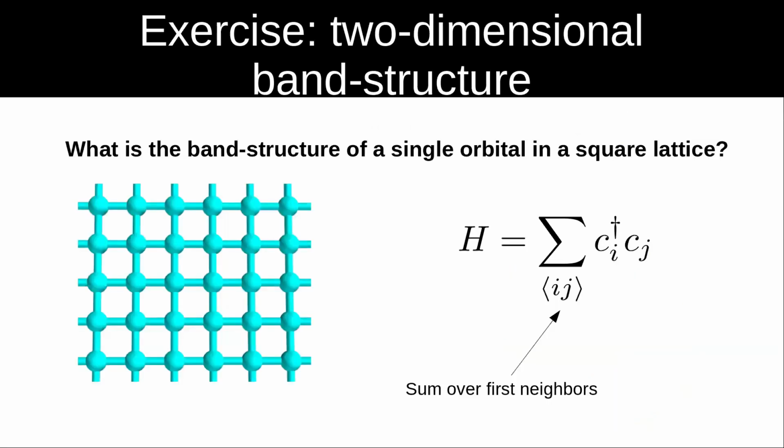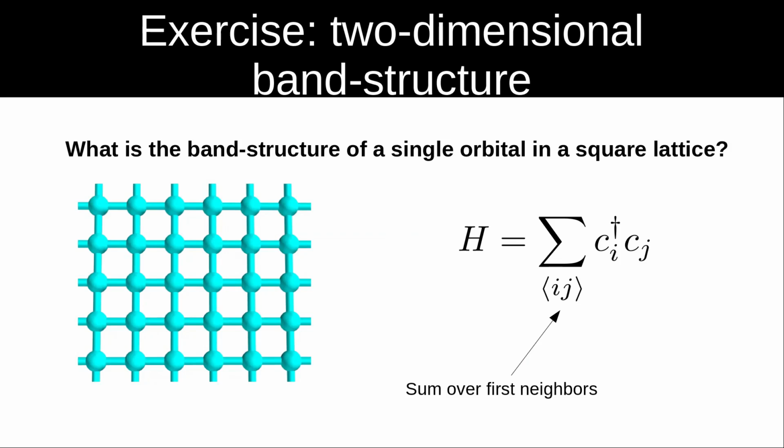Okay, so now let us do a very simple exercise. Let's imagine that we have a very simple tight-binding model. This is a single orbital model in a square lattice. So we have one orbital per unit cell. We have hopping to the unit cell on the right, and hopping to the unit cell on top. This is usually what we represent as a sum over first nearest neighbors, so on the left, on the right, on the bottom, on the top. And my question for you is, what is the dispersion relation of this?